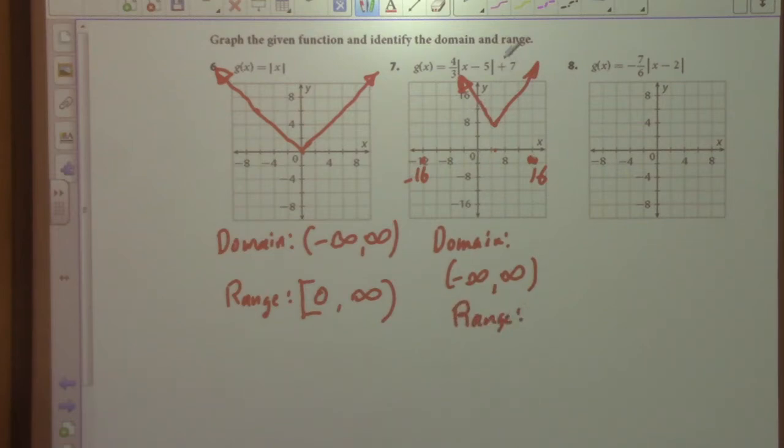7, right? So 7 to infinity. So now we're looking at number 8. What is this one gonna look like? 2, comma 0, so like right here. So vertex, I'll put vertex 2, comma 0. And so right here, and what are we gonna do with our A over here?